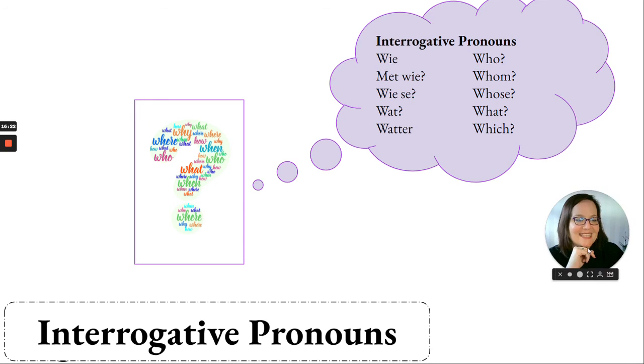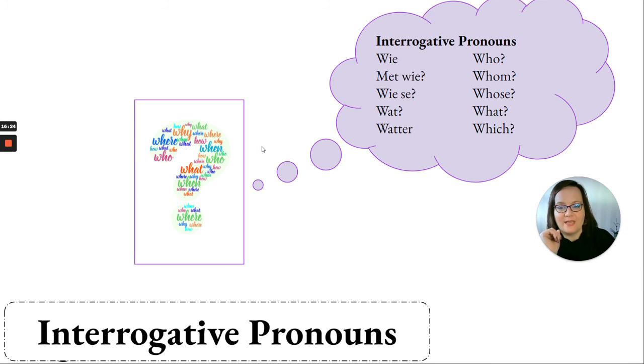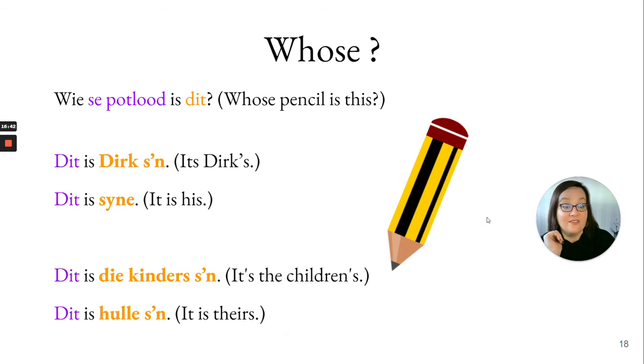Okay, and then the interrogative pronouns, just a quick reference to this. These are all the questions you can ask. Wie, met wie, wiese, wat, and watter. Those would be part of the subject of the sentence, starting a sentence with wie is jou ma, who is your mom. But let's do some sentences with wiese.